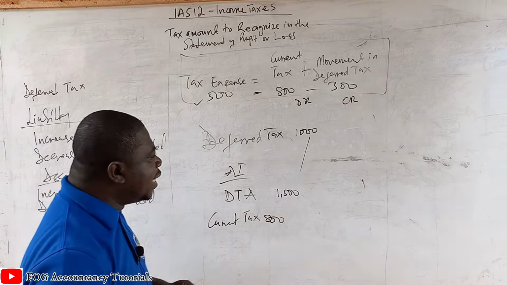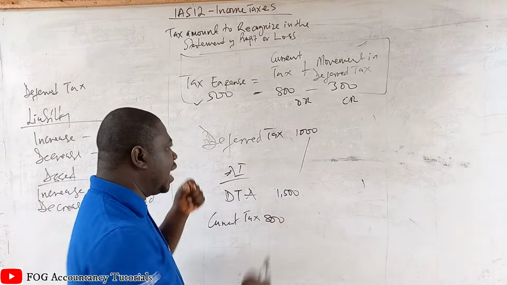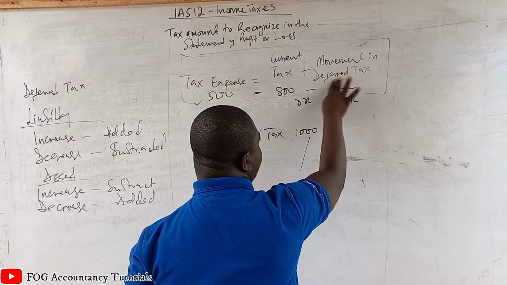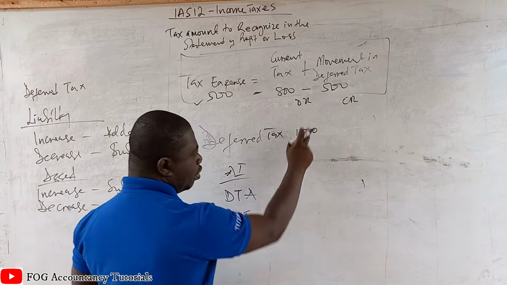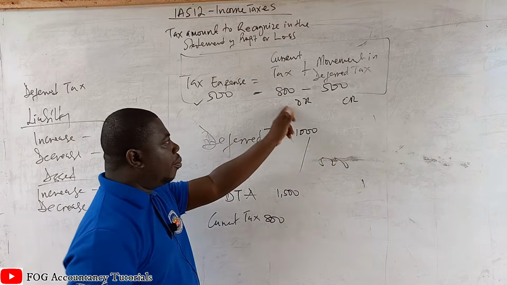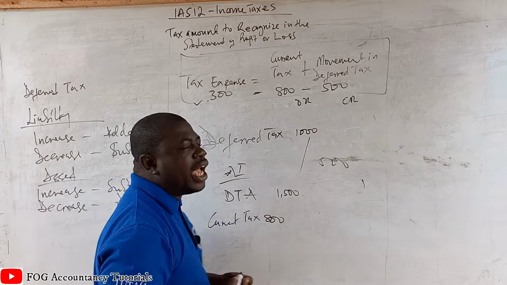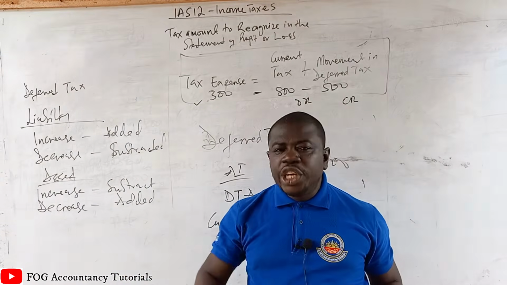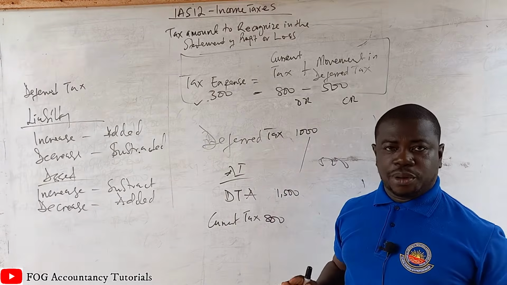And so in this case, it's an increase. But because both of them are deferred tax assets, an increase in deferred tax will be negative. And therefore, we are rather going to subtract 500, which is the difference from the current tax. And therefore, our tax expense for the year will be 300. Please and please again, you need to understand this very well. Other than that, you can never solve questions on published accounts.